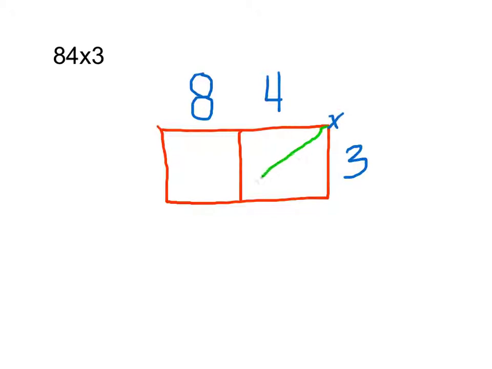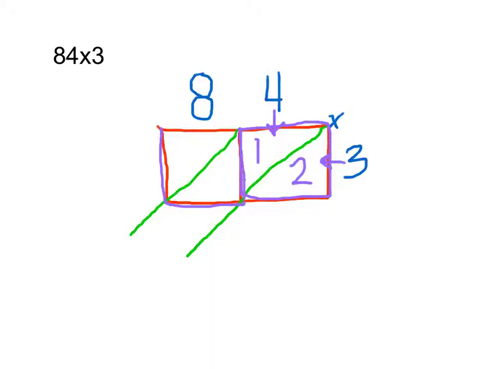Remember, for lattice, you need to cut the boxes diagonal. Then you can begin multiplying. For the first box, you're going to use the numbers that meet up. So this one is 4 times 3, which I know is going to be 12. For the next box, you're going to use the numbers that meet up in that box, which would be 8 times 3. And I know 8 times 3 is going to be 24.